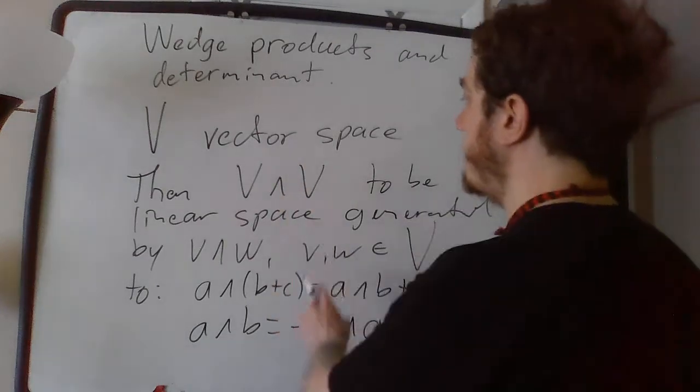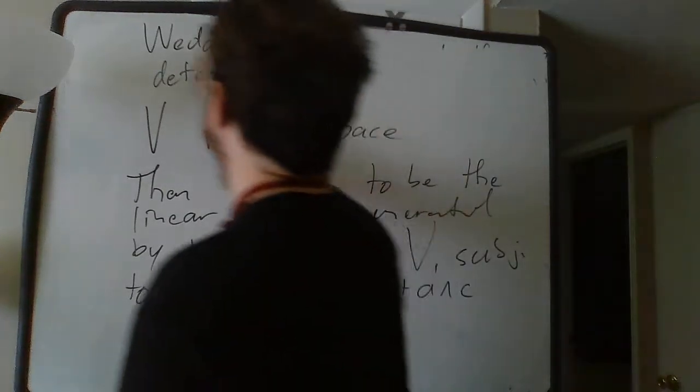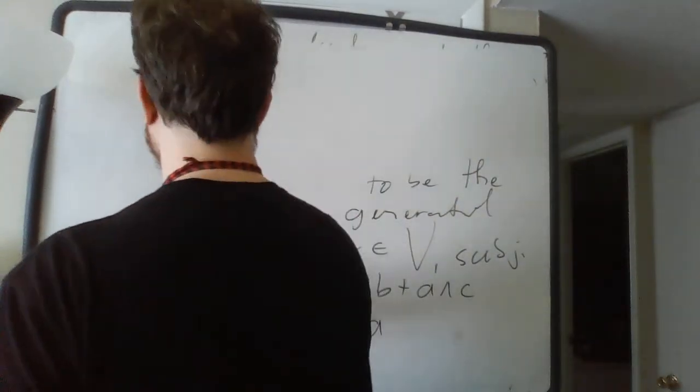Now, once I have the wedge product of two vector spaces, we can actually continue to build more and more wedge products.